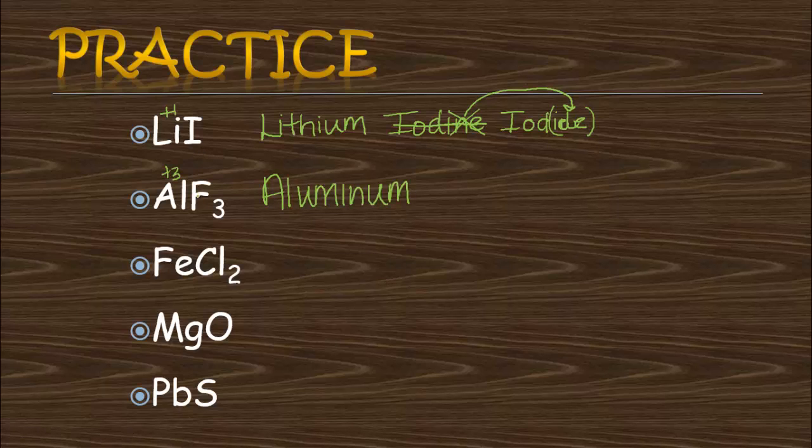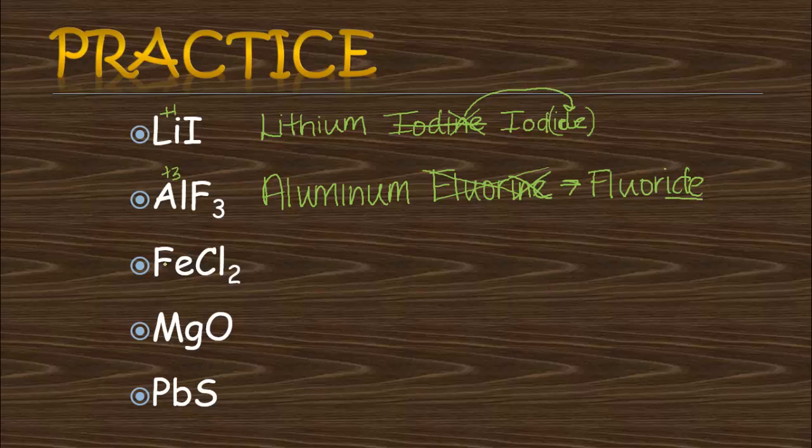F, again, doesn't worry about the charge, so I just have to look it up. And we know that it is fluorine. So dropping the end of fluorine, change it to IDE, and it becomes fluoride. So this compound would be aluminum fluoride. Make sure you're changing the ending to IDE.